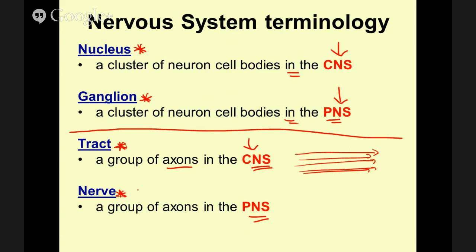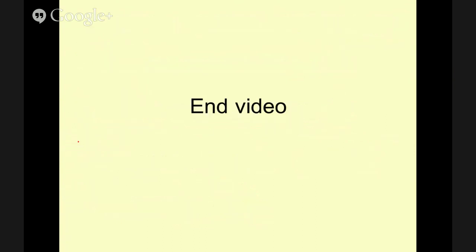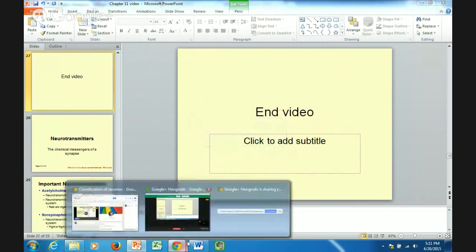People in lab are familiar already with the cranial nerves and the spinal nerves. They're part of the peripheral nervous system. In that case, we're talking about groups of axons that are traveling together to a certain area, so we refer to those as nerves. But if you have groups of axons in the central nervous system, they're properly referred to as tracts. Again, this is just terminology. You just have to memorize the name and the definition, so you'll know which is which if you see it in a multiple choice question. Okay, so that was the classification of neurons by structure and by function.